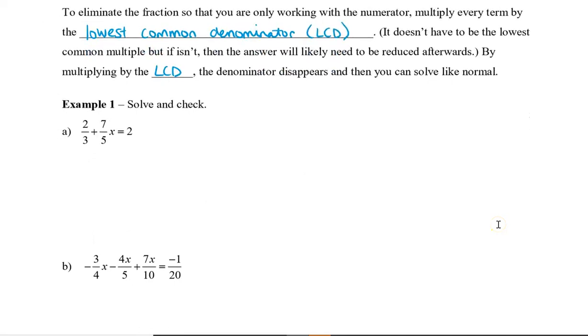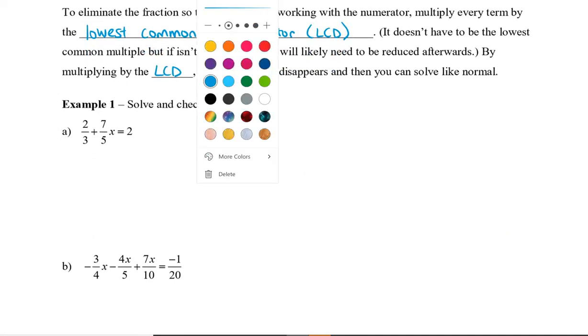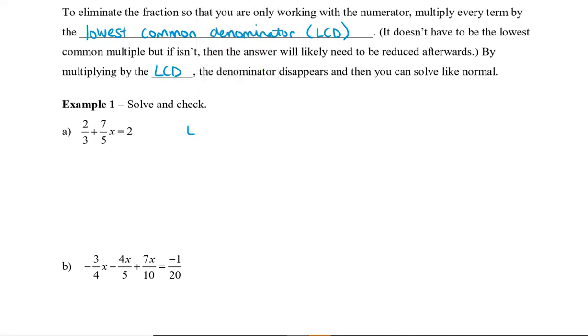In this first example, we have two denominators, 3 and 5. So the lowest common denominator is 3 times 5, which is 15. So what we're going to do is multiply every term by 15, left side and right side. This gets a little bit messy, so you can rewrite it if you want. So notice I'm multiplying every term by 15.